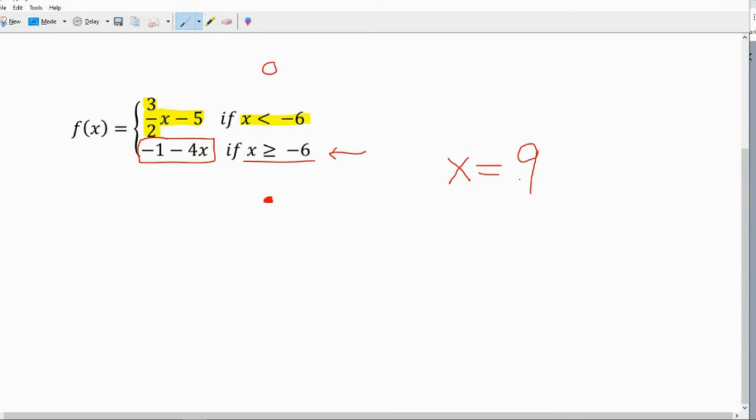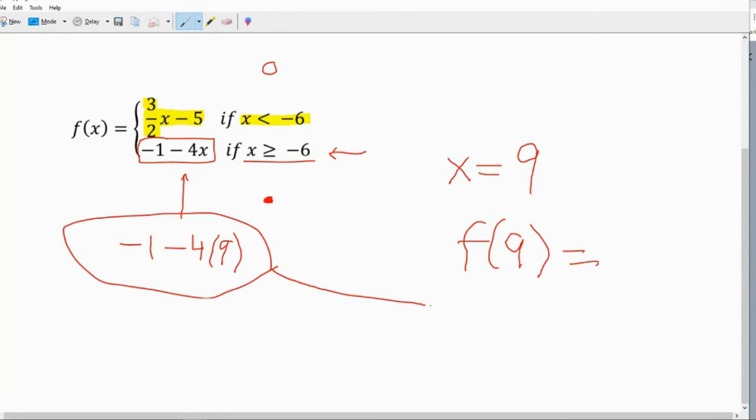So in that case, when it's 9, we would say -1 minus 4 times 9, because we would substitute it in for the x in that function right there. And whatever that equals would be what f of 9 is. F of 9 would equal whatever this calculates out to be. That would be your answer for f of 9.